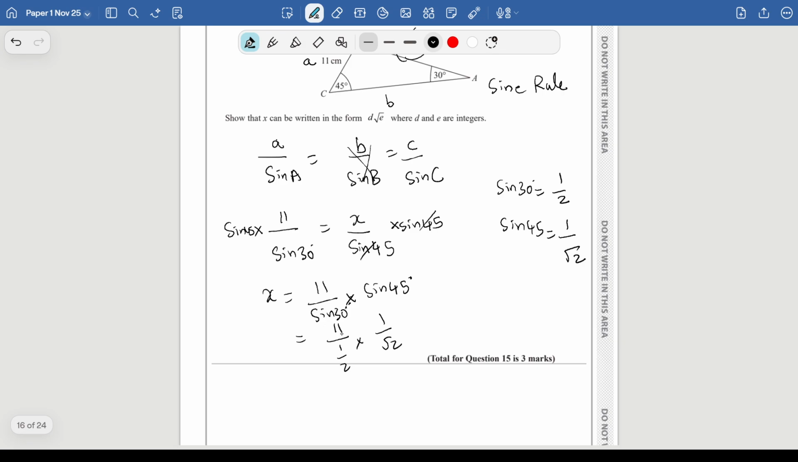So this is 11, any number divided by half. When you divide 11 by half, this is like doubling 11, so this is equivalent to 22, 11 times 2 is 22. And then times 1 over root 2, so that's over root 2. If I rationalize this, I get 22 root 2 over root 2 times root 2, which is root 2 squared, and the square and square root cancel out to have 2 here. So 2 goes into 22 11 times. So we have the final answer 11 root 2. So here we have expressed it in this form where d and e are integers.